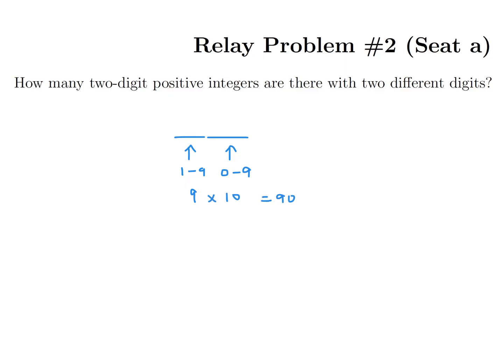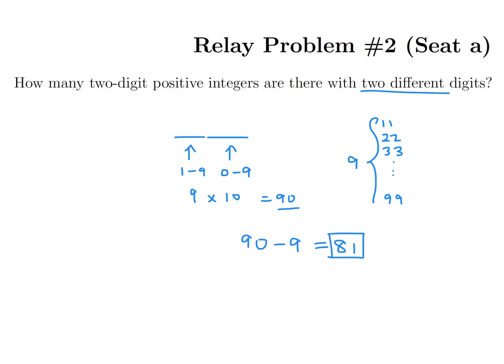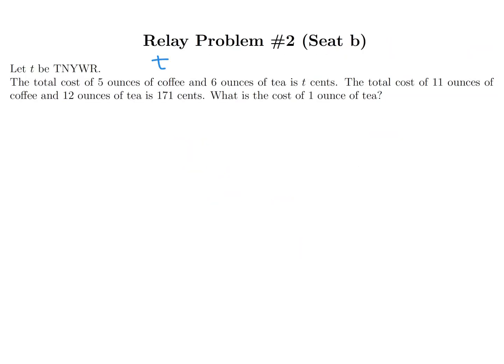But they want two different digits. So I guess what we have to do is subtract from that 90 the numbers that have the same two digits. And as you can clearly see, there's 9 of those guys. So from the 90, you subtract that 9, which leaves me with 81, and that is the answer. T is 81.